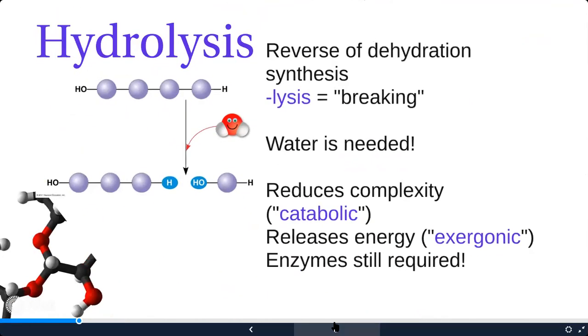Now, the opposite reaction is called hydrolysis. Hydro means water, and lysis means splitting or breaking. We'll come across that suffix lysis quite a bit in this course. For this one, water is a reactant. It is not a product. You add the polymer and the water, and then the water gets split back into its hydroxide ion and its hydrogen. Those get added where the covalent bond was broken on that polymer. This is where you go from a complex molecule to a simple molecule, and these reactions are called catabolic.